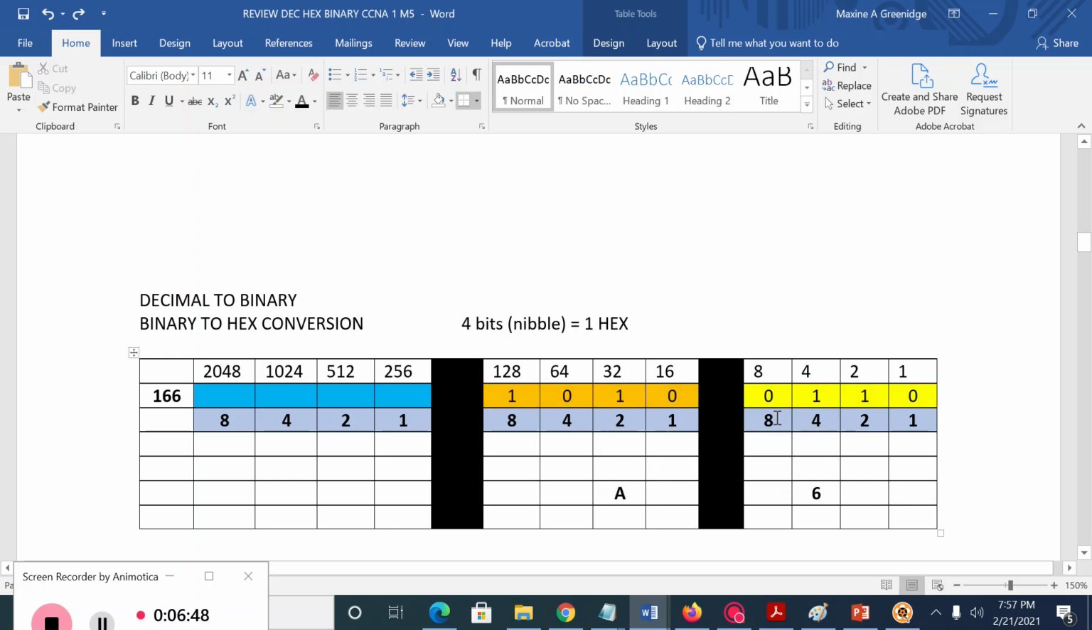And then in this position over here, we have the 4 turned on and the 2 turned on, so 4 and 2 is 6. So this is the hexadecimal equivalent. 0xA6 is the hexadecimal equivalent of this binary, which is the equivalent of 166 in decimal.